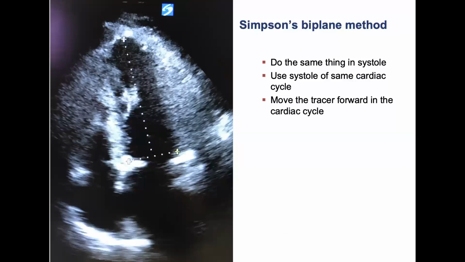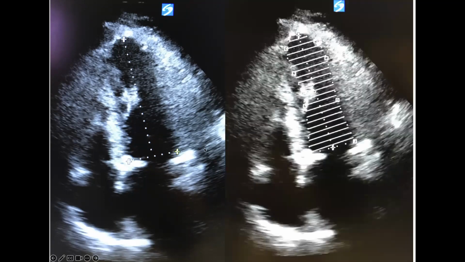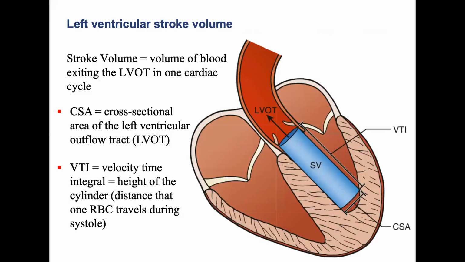And then you're going to do the same thing in systole. And you want to make sure you use systole of the same cardiac cycle. So you're going to move that tracer forward in the cardiac cycle until you get systole. And again, you'll get this upside down T. You'll hit trace. And again, you'll move the borders out. You'll get this. And then when you hit done, it will tell you what the ejection fraction is. And that's how we would do Simpson's biplane.